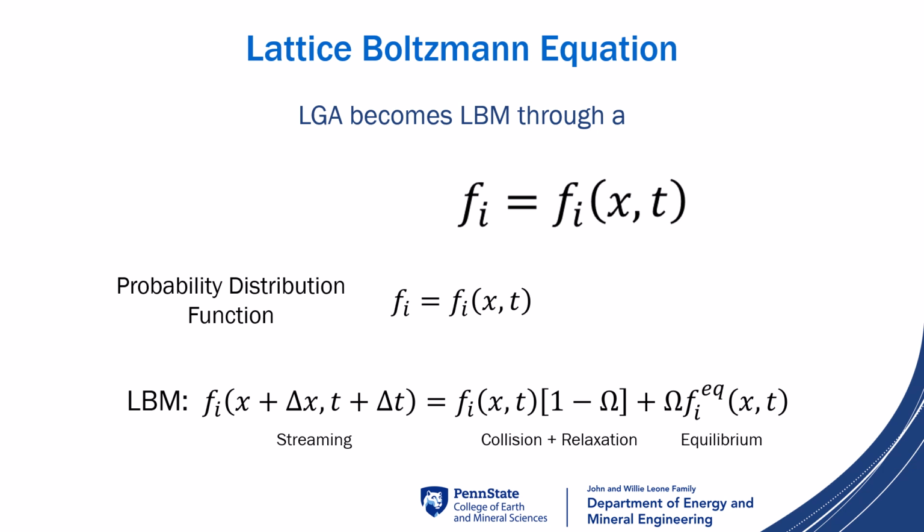Additionally, a relaxation parameter, omega, is included to control the rate at which the system returns to equilibrium after the collisions. The right-hand side of the LBM equation thus includes both the equilibrium condition and the relaxation adjustment, effectively replacing the deterministic logic of LGA with a smooth statistical relaxation mechanism.